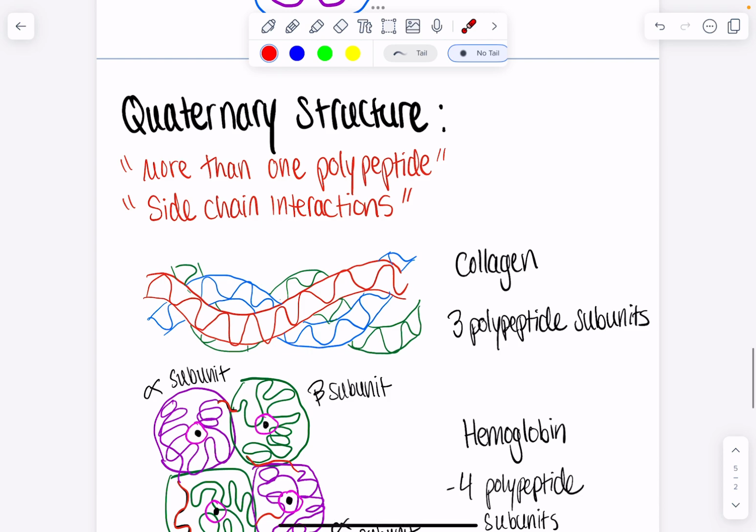Finally, we get to the fourth level, the quaternary structure of protein. This is where we have more than one polypeptide. From the primary, secondary, and tertiary structures, we only had one polypeptide. But in the quaternary structure, we have several polypeptides that interact with one another through side chain interactions, and this produces several subunits of polypeptides or proteins.